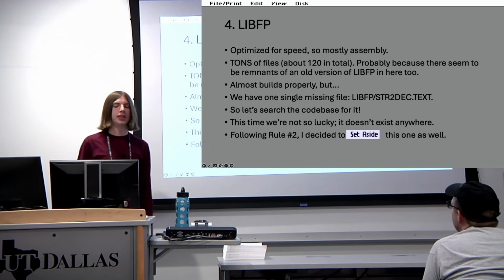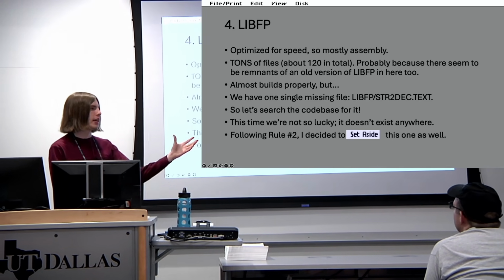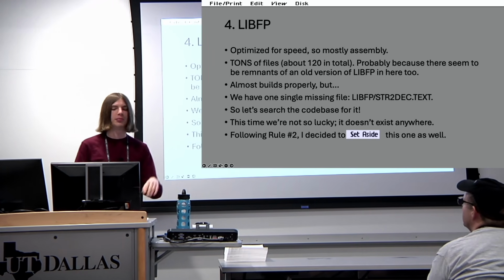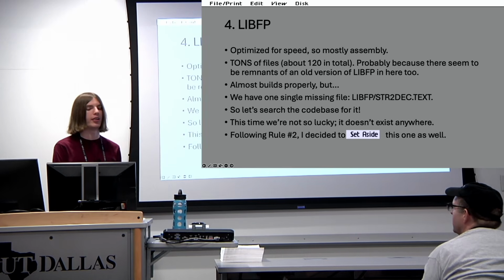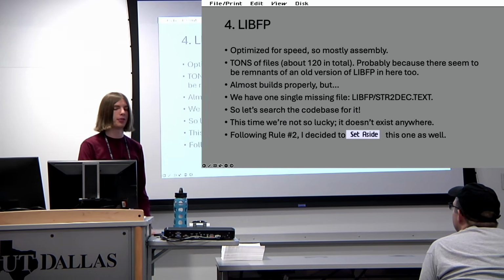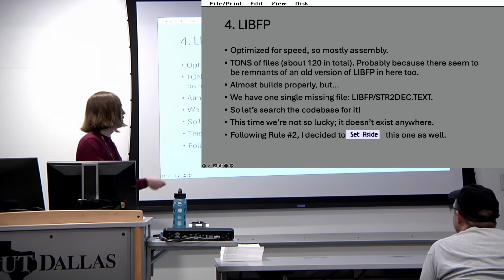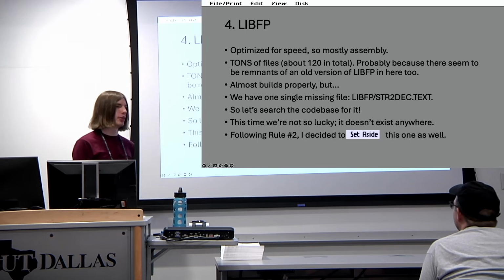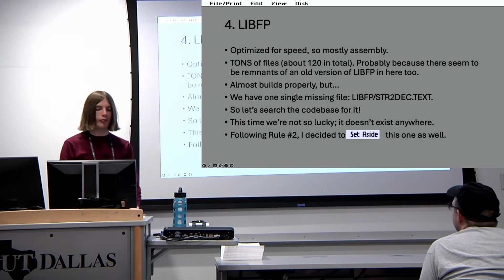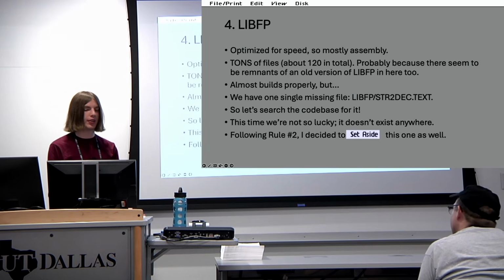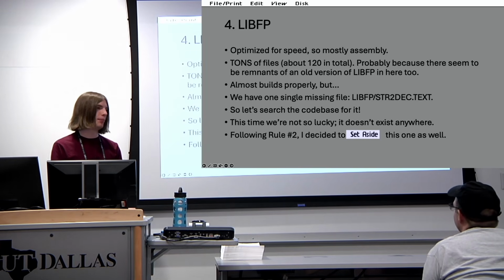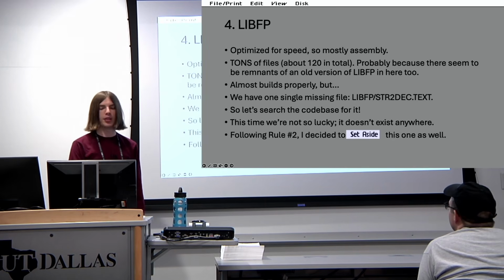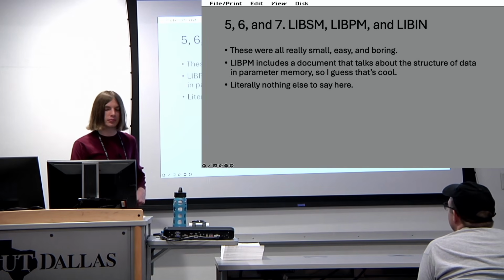Next up, libfp, the floating point library. Pretty much all assembly and a lot of files too, although a lot of the files were for an older version of the library that seems to have kind of just been mushed in there. So, a lot of them weren't necessary. And it almost built perfectly on the first try, except we're missing a file again, libfp/stir-to-dec. So we just need to look through the code base to find this file. And unfortunately, this time, it doesn't exist anywhere. So, well, we're going to set this one aside again following rule number 2. And we'll come back to it a little later on.